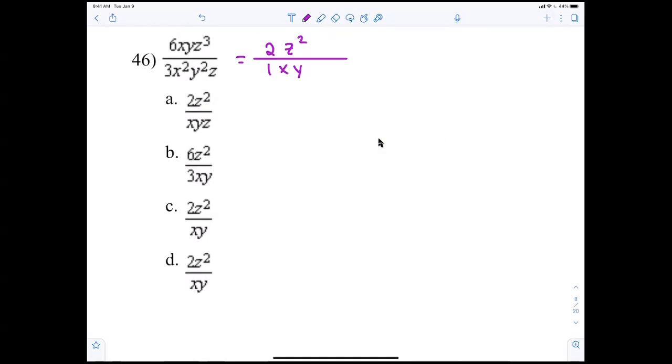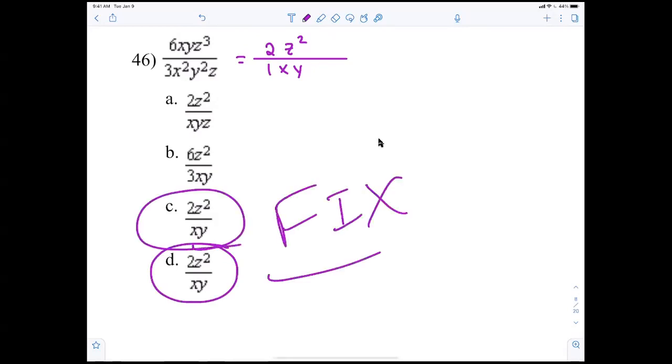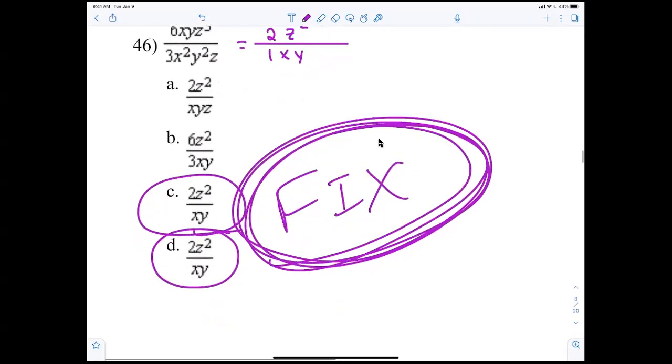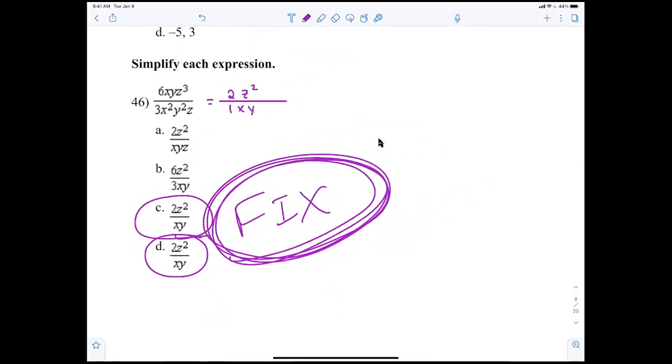Oh, wow, I need to fix that. Thank you so much. C or D, fix. Yeah, because I can fix it. All right. Yeah, I don't know why they did that. So I have to retype it now. Okay. Everybody good with 46? All right.